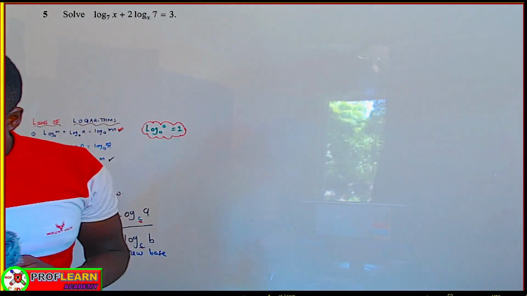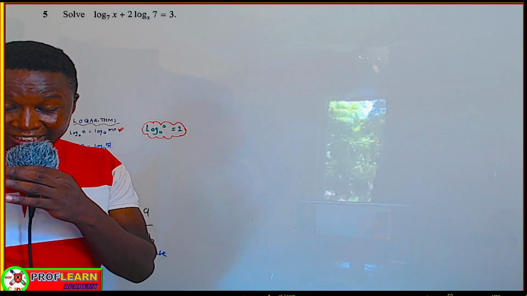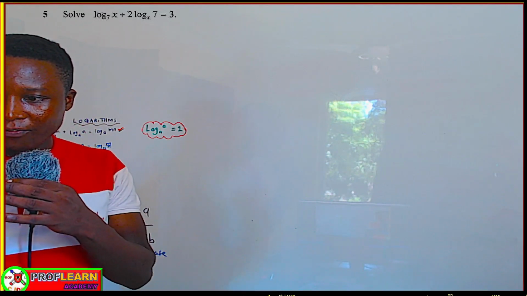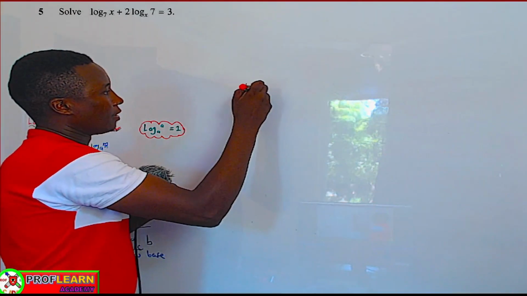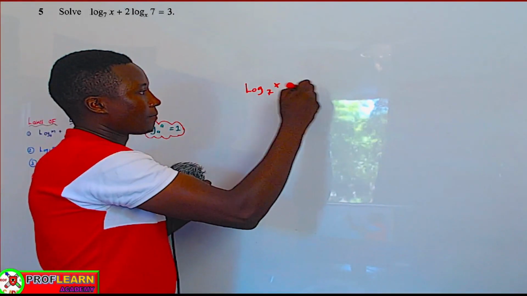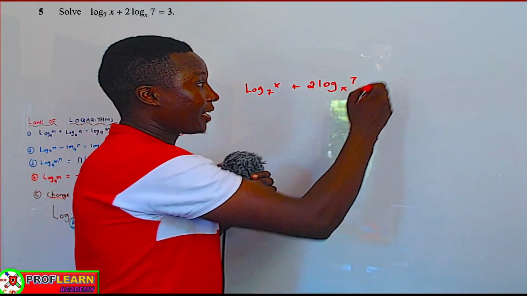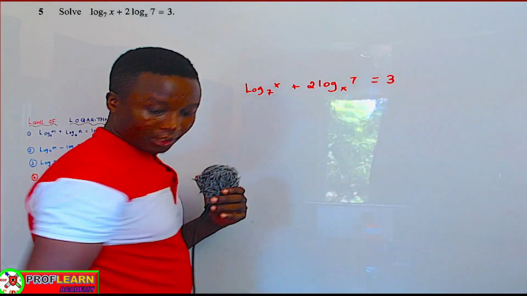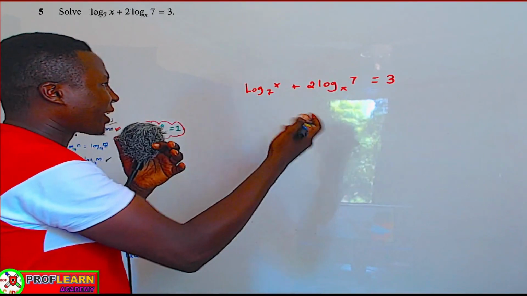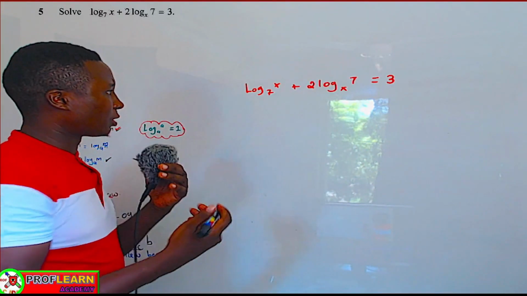Okay, so we've been doing this. You can see now the first thing that your eye will notice is that we have different bases. We have log x base 7, and the next number is 2 log 7 base x, and then we have that 3 there. So definitely what you'll do is work out how can I change the bases so that they are the same.